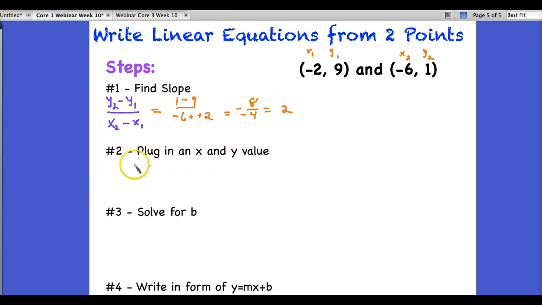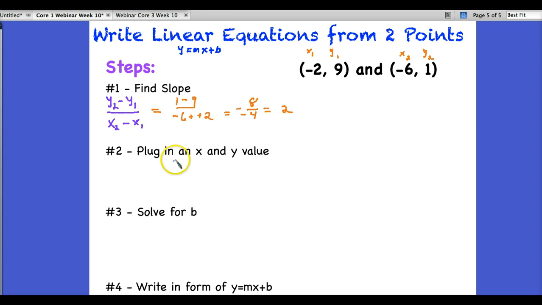So that was easy. Step 2 in your notes is now, because that was our slope, but that's not our whole linear equation. Remember that your linear equation is y equals mx plus b. That's what we're trying to find. So I'll write it up here: y equals mx plus b.